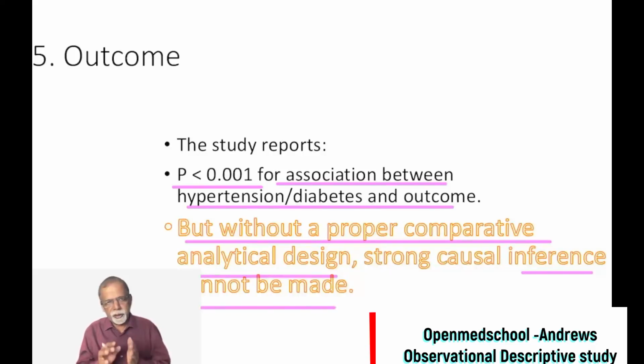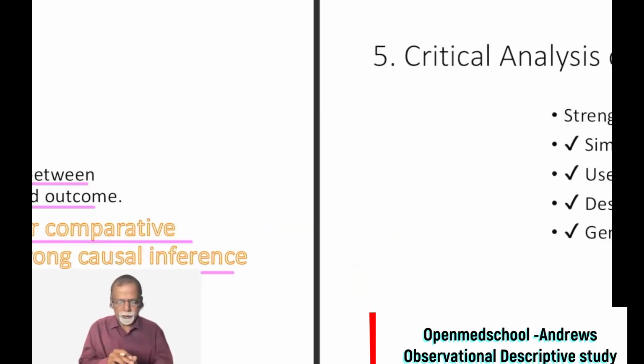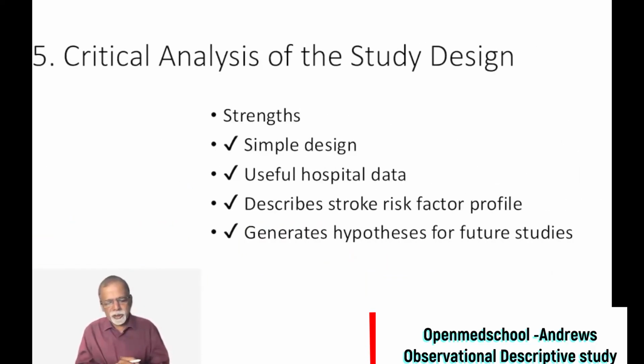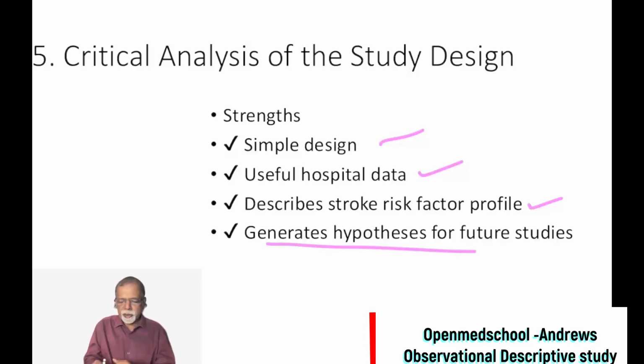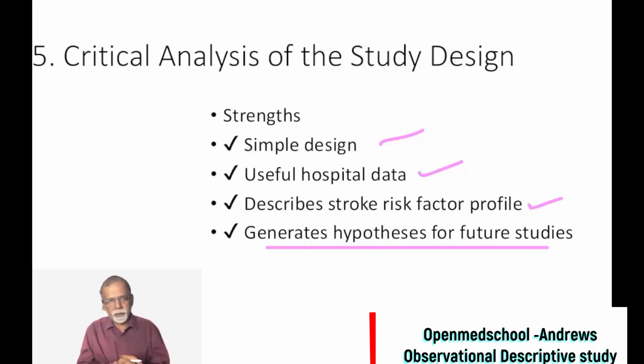In this case, there is no control, and no analysis is being done. So this inference is not appropriate. Now the critical analysis of this study design: the strengths are that this is a simple design, useful for hospital data, describes the stroke risk profile, and generates hypotheses for future studies. One of the main usefulness of the observational descriptive study is generating a hypothesis.